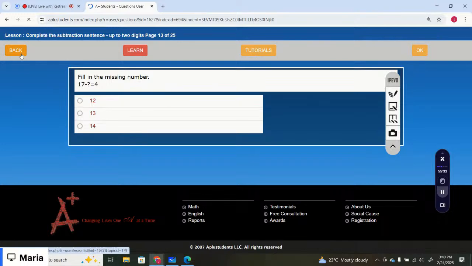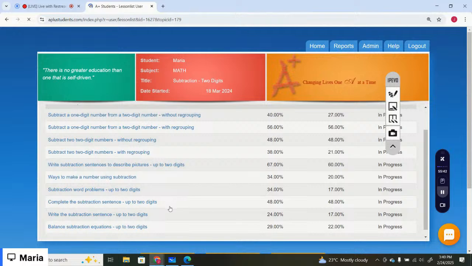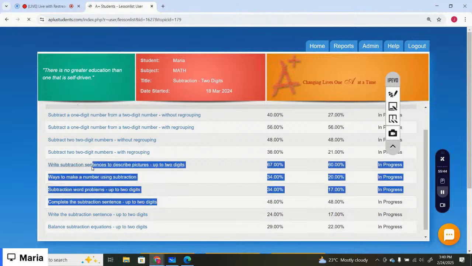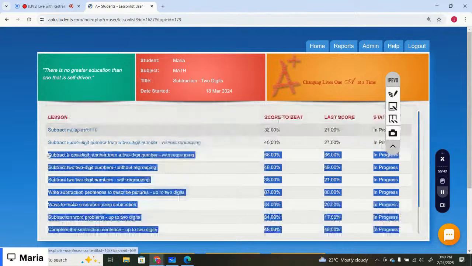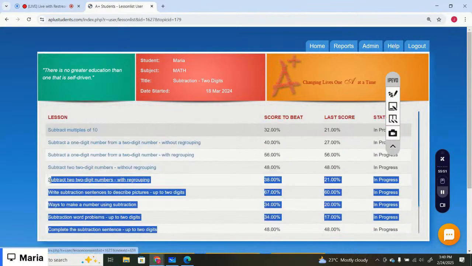So we were working on grade 2 math. The chapter we were working on is subtraction of two digits. The lessons we have covered today are subtract two-digit numbers without regrouping, write subtraction sentences to describe pictures up to two digits, ways to make a number using subtraction, and complete the subtraction sentence up to two digits.